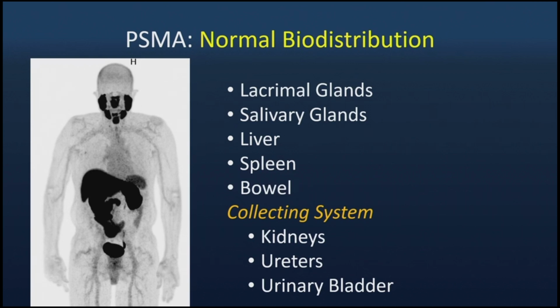This can make it really challenging for evaluation of the upper abdomen and nodes up there. So sometimes that can be really tricky. Then physiologic excretion in the kidneys, ureters, and urinary bladder.